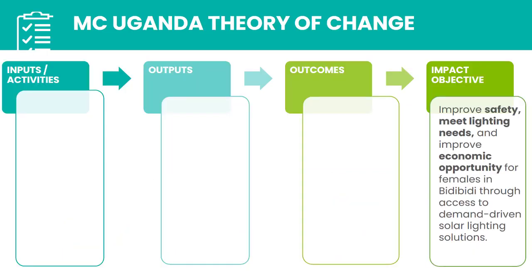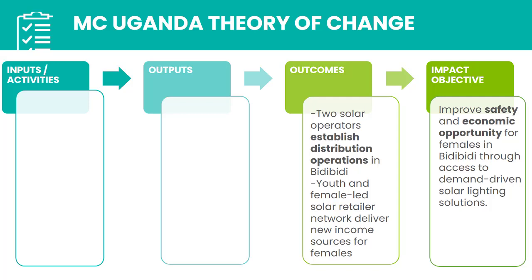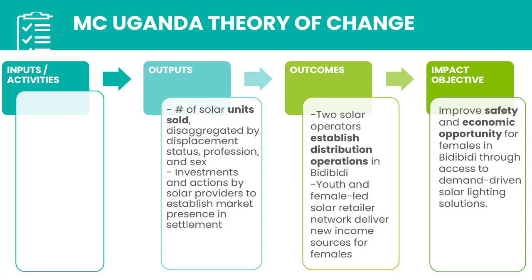The theory of change for this intervention: the impact objective was to improve safety, meet lighting needs, and improve economic opportunity for females in Bidi through access to demand-driven solar lighting solutions. The outcomes were that 2 solar operators established distribution operations in Bidi and youth and female-led solar retailer networks deliver new income sources for females. The outputs were the number of solar units sold, disaggregated by displacement status, profession, and sex, and investments and actions by solar providers to establish market presence in settlements.